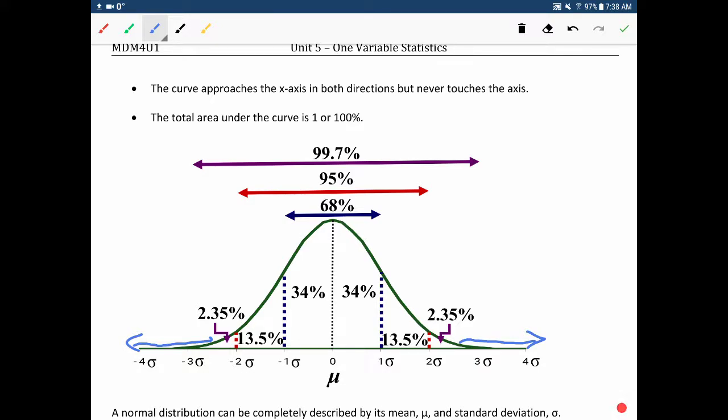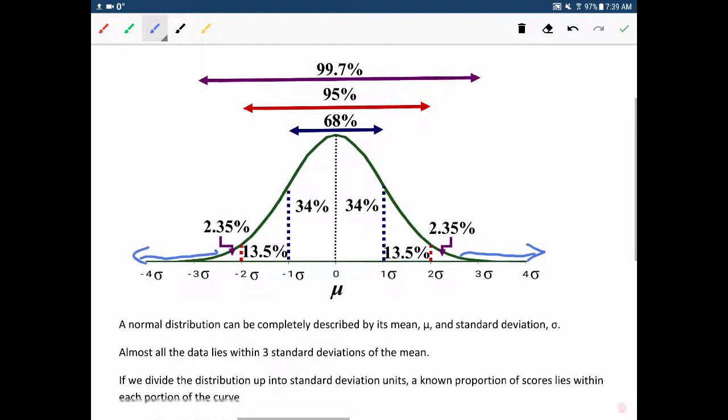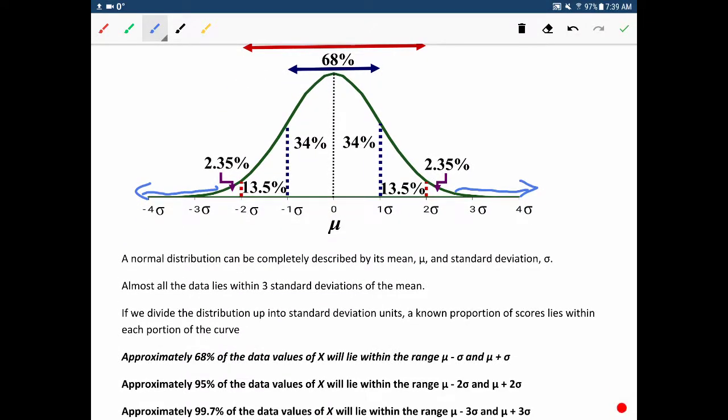Okay. So the total area under the curve is 1 or 100%, and that makes sense because that would be the sum of all of the probabilities together. Okay. So the normal distribution can be completely described by its mu, its mean, and its standard deviation, the sigma. Okay. So when we talk about a standard distribution, we will just give the information. You'll be given mu and you'll be given sigma, and that's it. You'll actually be given sigma squared, but that's irrelevant. We'll get to that later. But that is enough to completely describe the data.